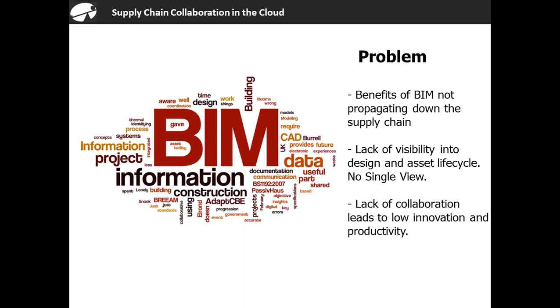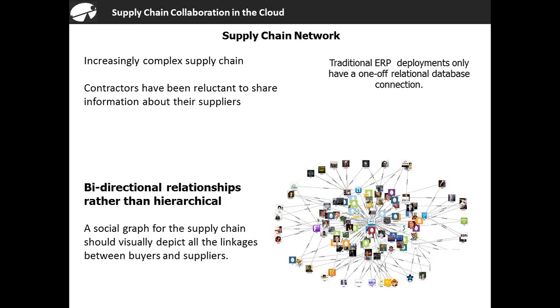So let's talk about the supply chain network. Now, construction supply chain is immensely complex. Traditionally contractors have been reluctant to share information about their suppliers. Your traditional ERP systems normally only have a one-off relationship in the relational database, a connection. So what that means is that it's only a unidirectional relationship, a hierarchical relationship, if you will, between the supply chain and the contractor.